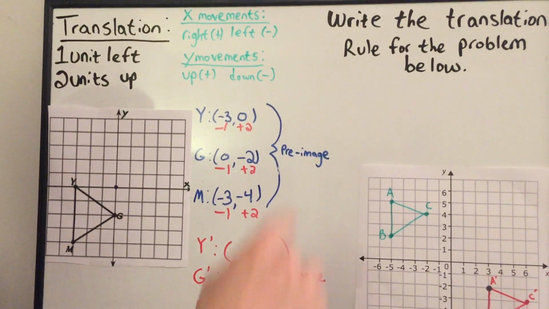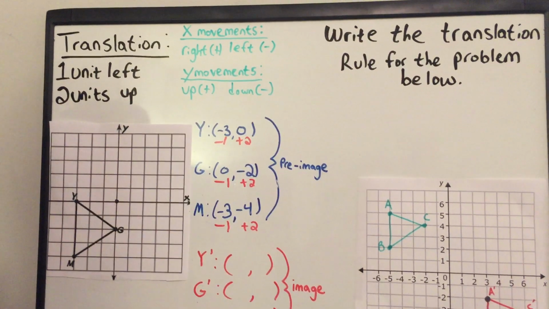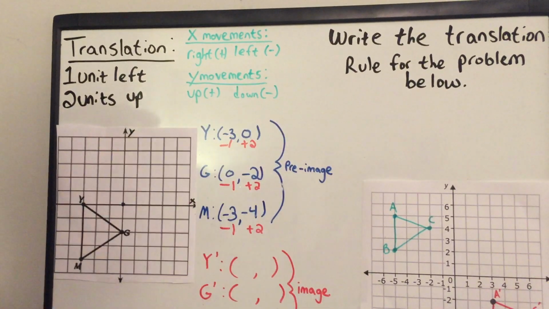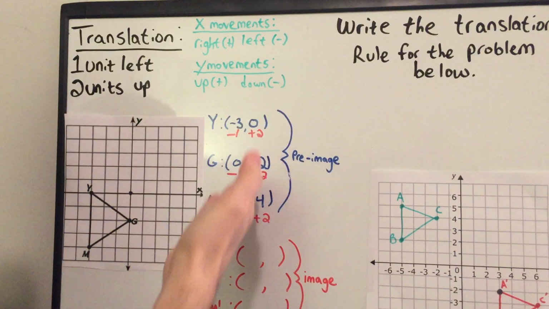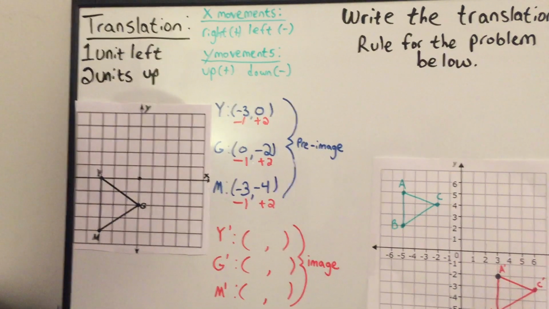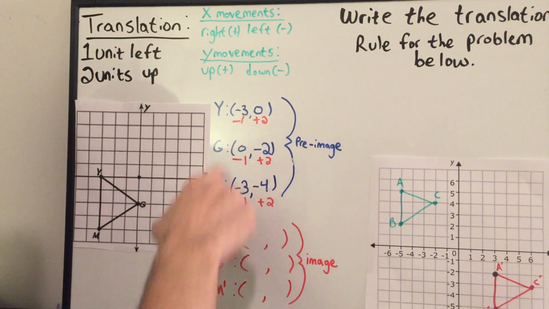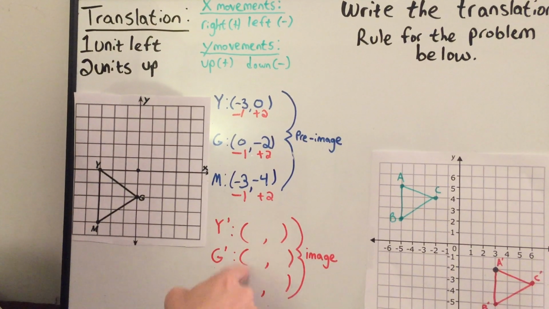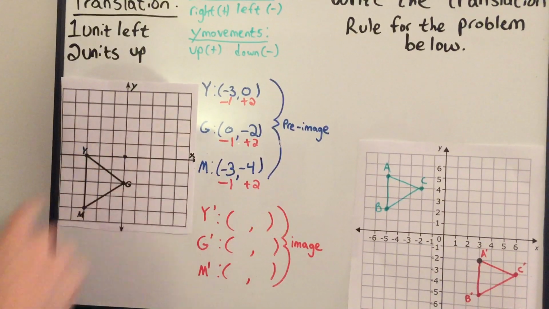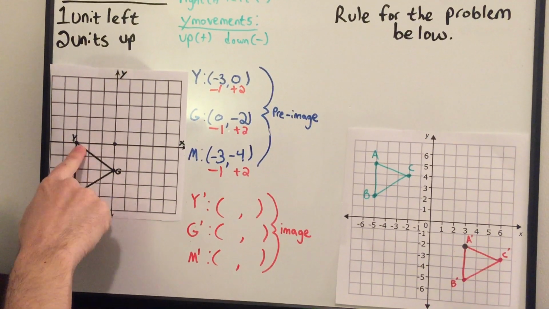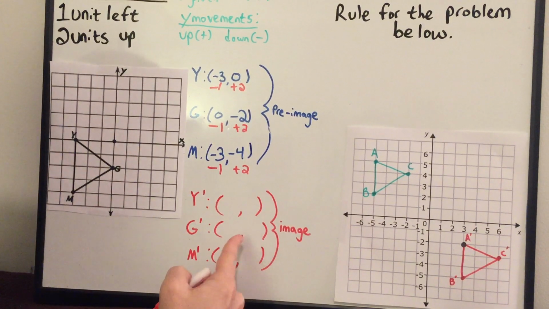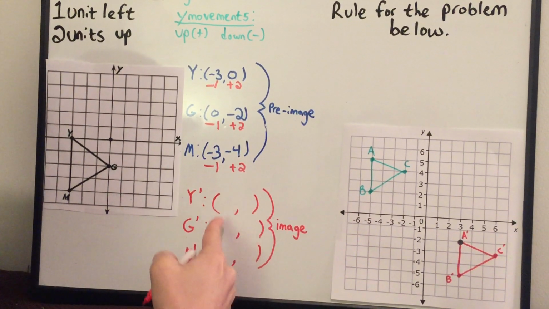And so that's why I really wanted to point out the differences between what's a negative movement and what's a positive movement, so that way you know whether you have to add or subtract. And then that will give us our new coordinates of where this pre-image is translating. And notice right here, this is where we're going to put our new one.